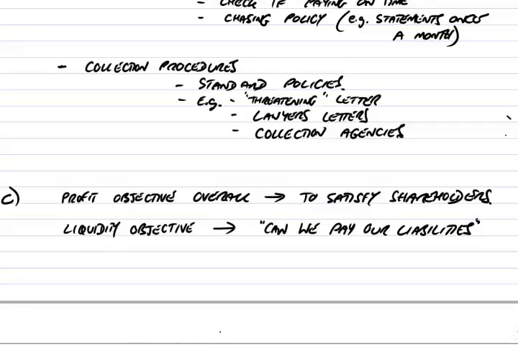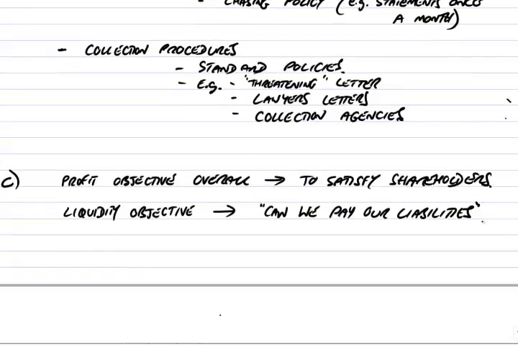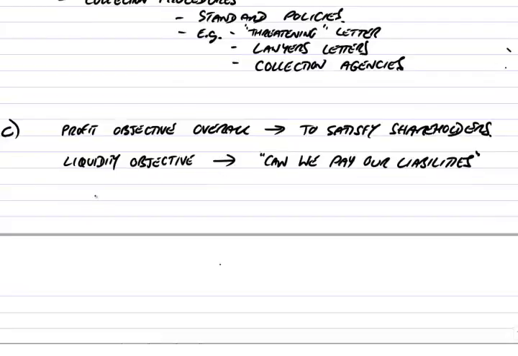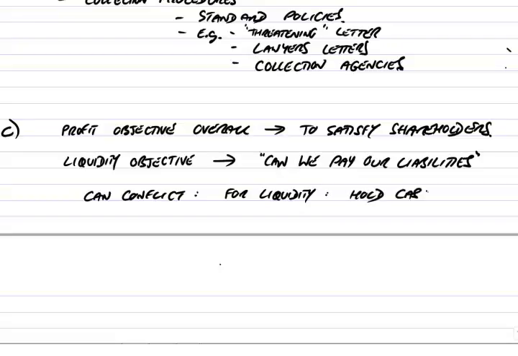So both objectives are important. And liquidity, as I say, is more working capital. The only problem is they can conflict. The obvious example of where they can conflict is cash balances. For liquidity, clearly you want to hold cash. Make sure we've got enough cash to pay the bills. The problem is that cash does not earn much.